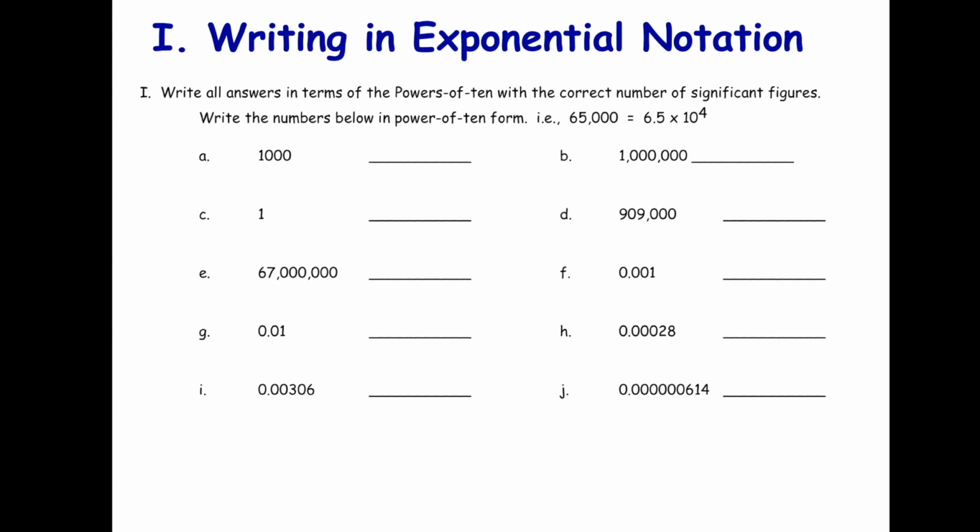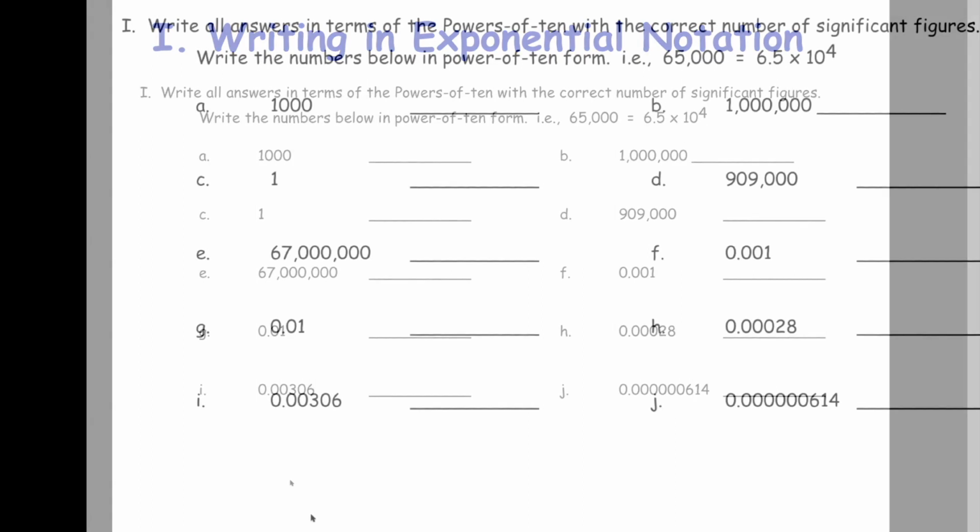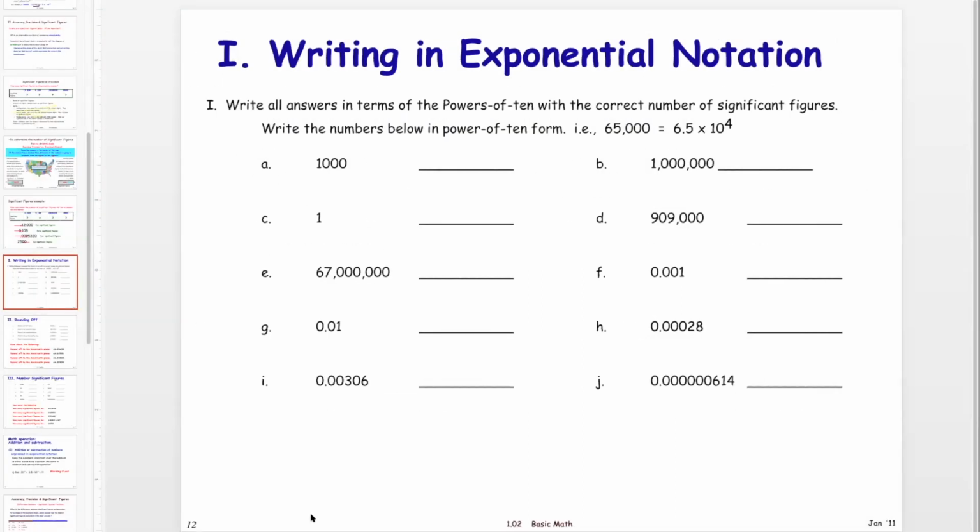If you take a look at 67,000,000, no decimal. So as you draw your line from right to left, the 7 is the first non-zero number. 7 and 6 are significant. So I hope that helps in terms of understanding significant figures. It really is that easy, but there's more to it than that.